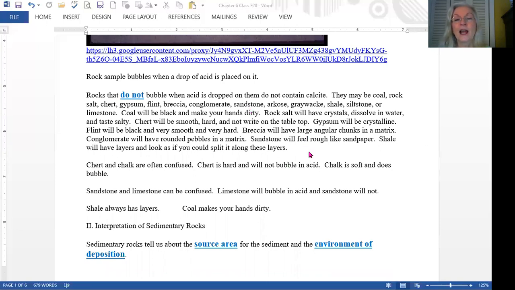So normally in lab, we will use acid to tell limestone from sandstone. Limestone will bubble, sandstone will not. You have other things you can read about, how to tell chalk from chert. I've already talked about sandstone and limestone. Shale has layers. Coal, if you handle it enough, is going to make your hands a little dirty.